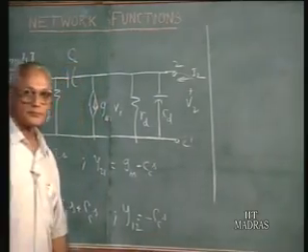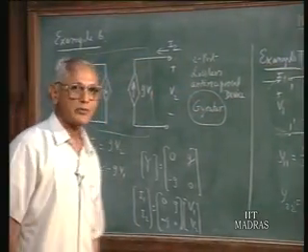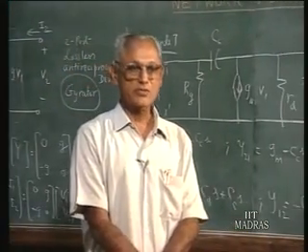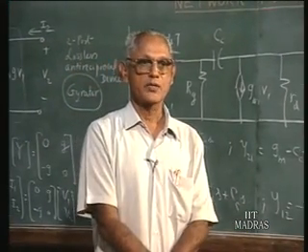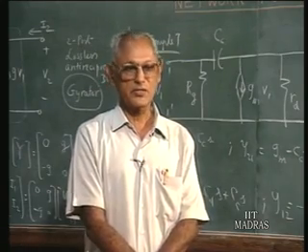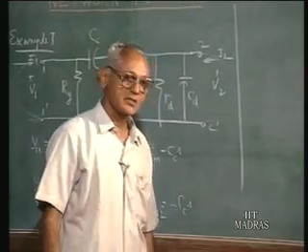We have seen in some of the earlier examples that for a two-port network, one set of parameters may exist, another set may not exist. We have seen that in the case of a pure series branch, Z parameters do not exist, but other parameters do exist. In general, it may be that one set of parameters may exist, others may not.